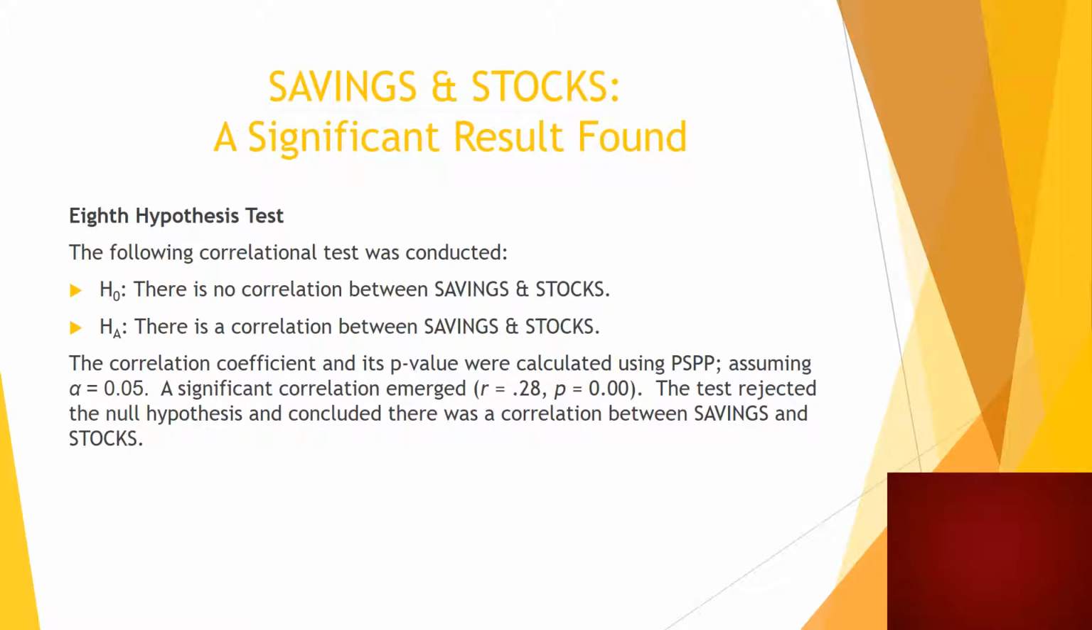variables. On the 8th hypothesis test, we looked at savings and stocks. So here, how much money the participant had in savings versus how much they had invested in the stock market. Were these two variables correlated? The null hypothesis said there is no correlation between savings and stocks. The alternate hypothesis: that there is a correlation between savings and stocks. So we did find a significant correlation here, with an R value of 0.28 and a P value of 0. So we were able to reject the null hypothesis and conclude that there is a correlation between savings and stocks.